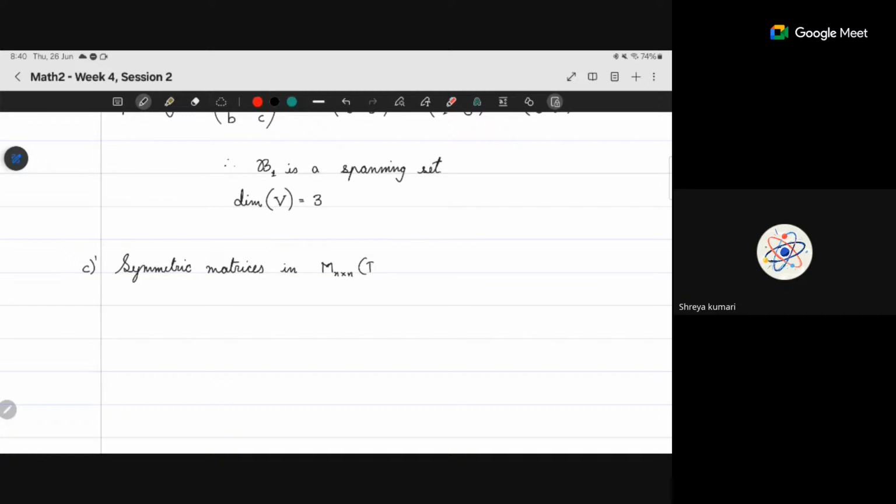in n cross n R. So this is my V. Do you know what the dimension of V is? Is it n into n plus 1 by 2? Yes, it is n into n plus 1 by 2, but how did you come up with that?